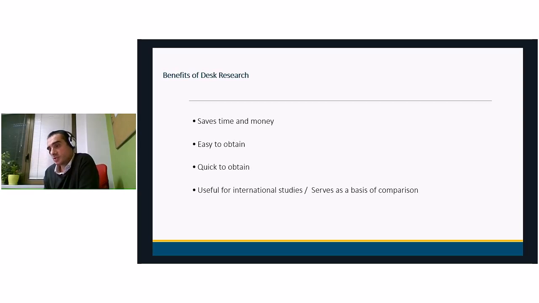And it's also very useful for international studies. It serves as a basis for comparison. We could find different desk research in different countries, so we can compare how some phenomena occurred in Macedonia compared to Bulgaria, Russia, etc. So we could compare the phenomena of interest.